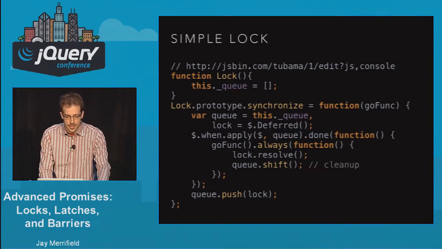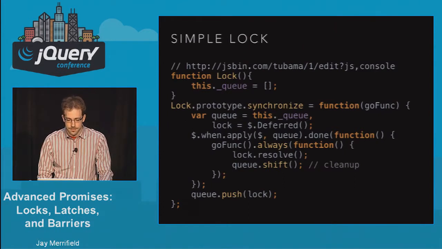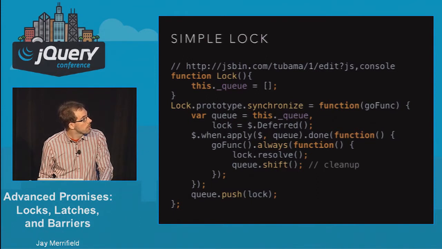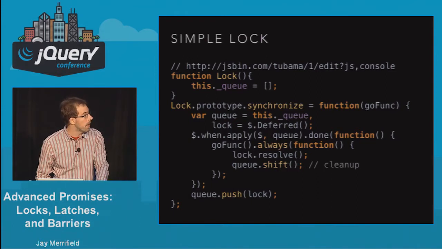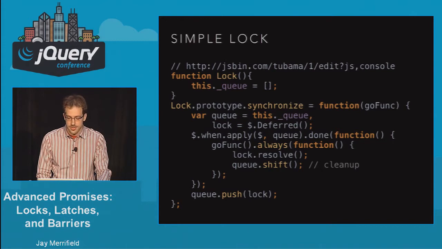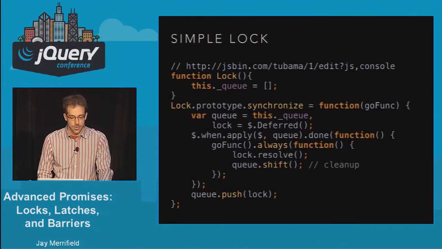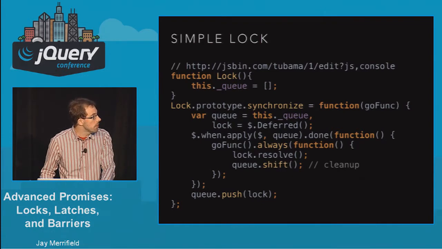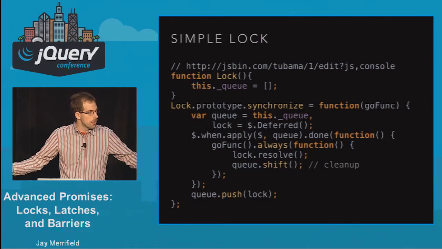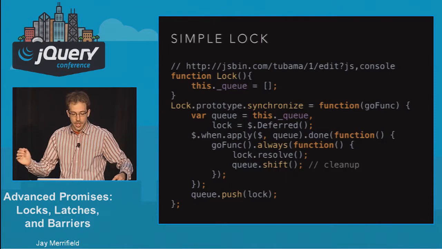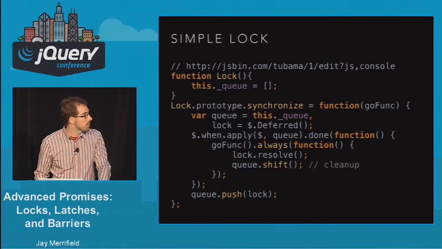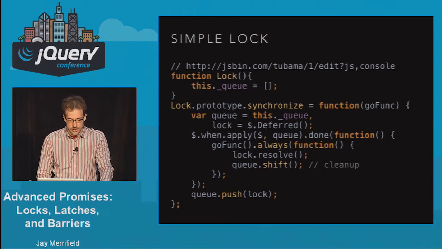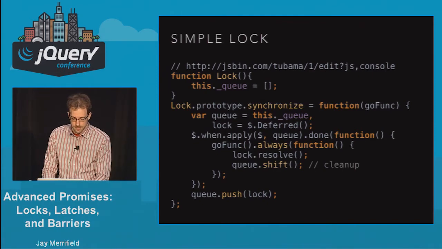So a basic lock here, using a little bit more of jQuery, we basically have a queue where we say, here's all the requests that are going to happen after mine. You call synchronize, and you give it a function that you want to call when it's your turn. We use $.when on the queue to say, when all of the items in the queue are done, it's my turn to go. The go function is supposed to return a promise so that we know when it's done. Once it is finished, we resolve the lock we've been holding on to, and then clean up some garbage here.